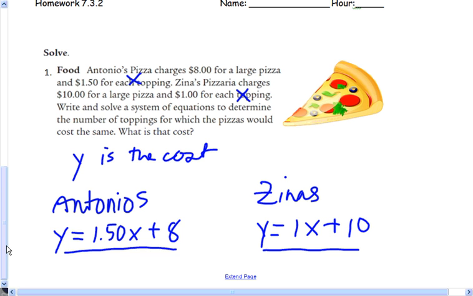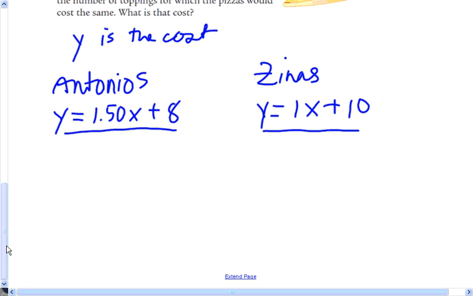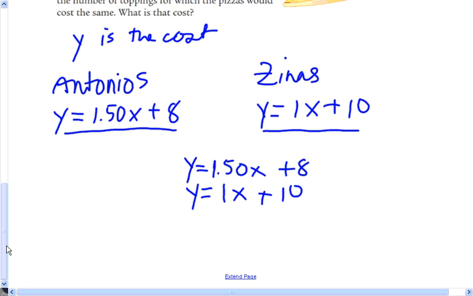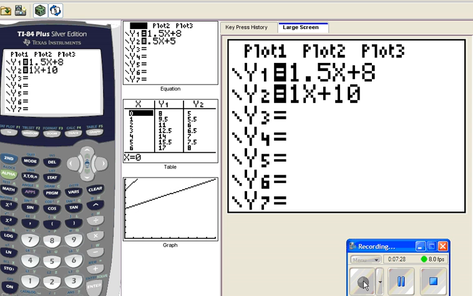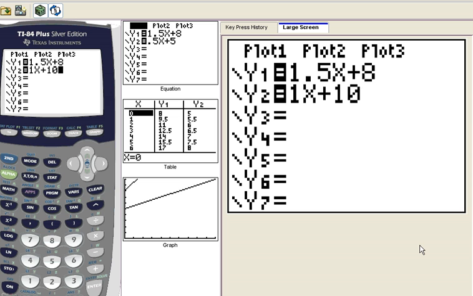And again, we can use our graphing calculator to do that. So we're solving this system of equations. And y equals 1x plus 10. And we're going to graph it and look for where they cross. So I'll put that on my calculator. I have those 2 equations in my calculator, and now I'm going to press graph.